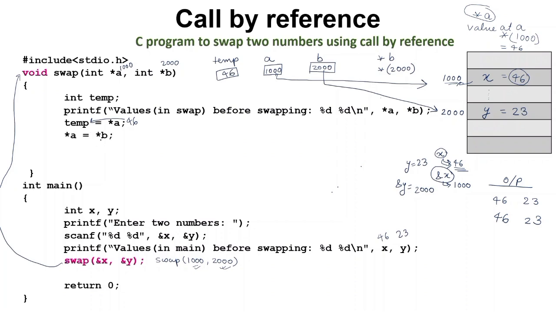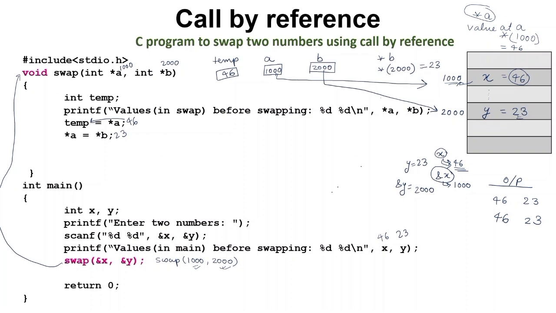46. Okay. Next is your star B is assigned to star A. B is what? 2000. Alright. Star B, your value at B, is your 23, isn't it? What is value at 2000 that you have stored? 23. So value at B, that is 23, is assigned to value at A.